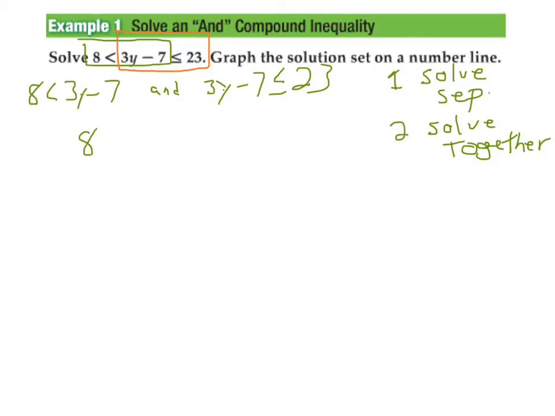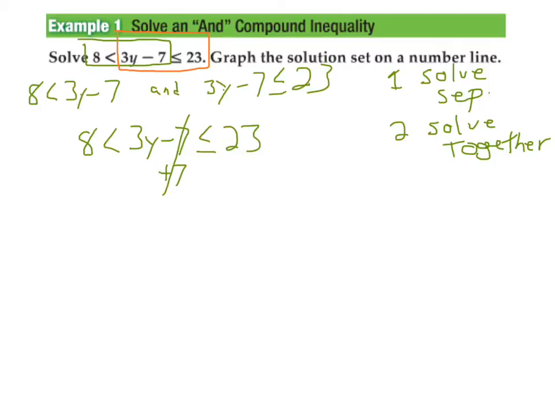So 8 is less than 3y minus 7, which is less than or equal to 23. Okay, so I can look at this and I can say, all right, my y is in the middle there. So what do I need to do to isolate y, to get y by itself? So I'm multiplying y by 3 and I'm subtracting 7. So I know that I need to undo my subtraction first, and I'm going to undo my subtraction by adding 7 on both sides. So I'm actually going to add it on all three parts. So I'm going to add 7 here so that I can cancel it out.